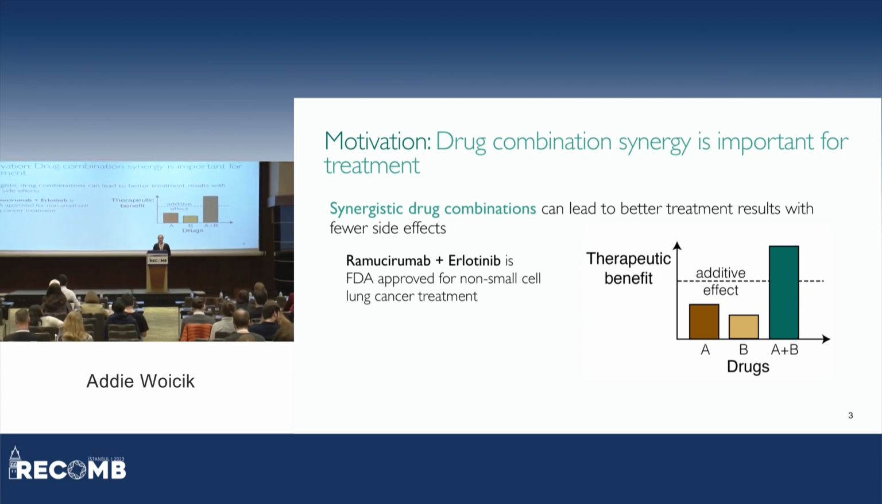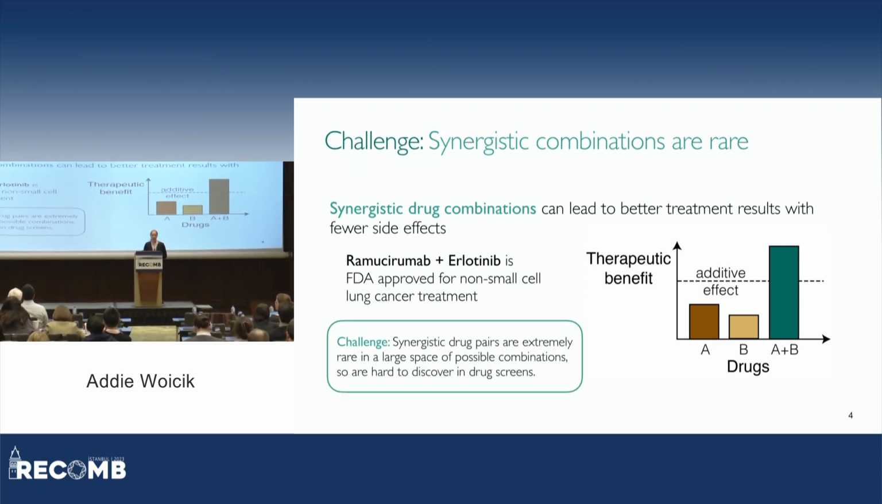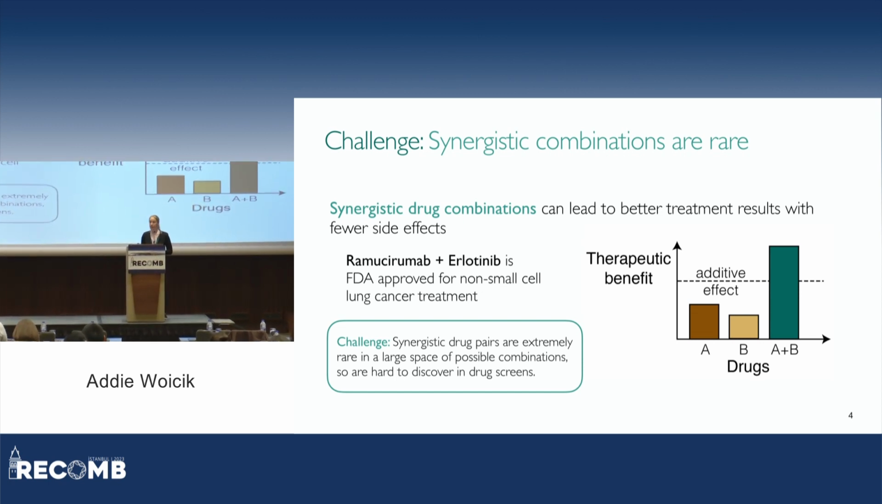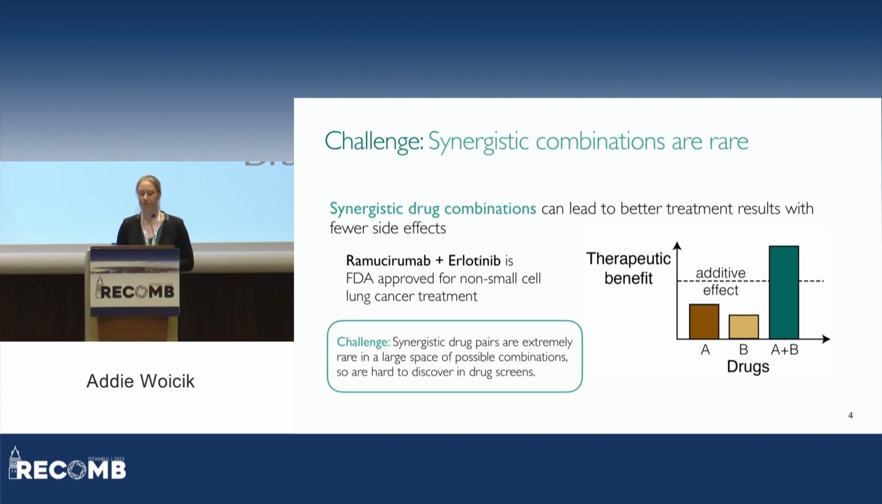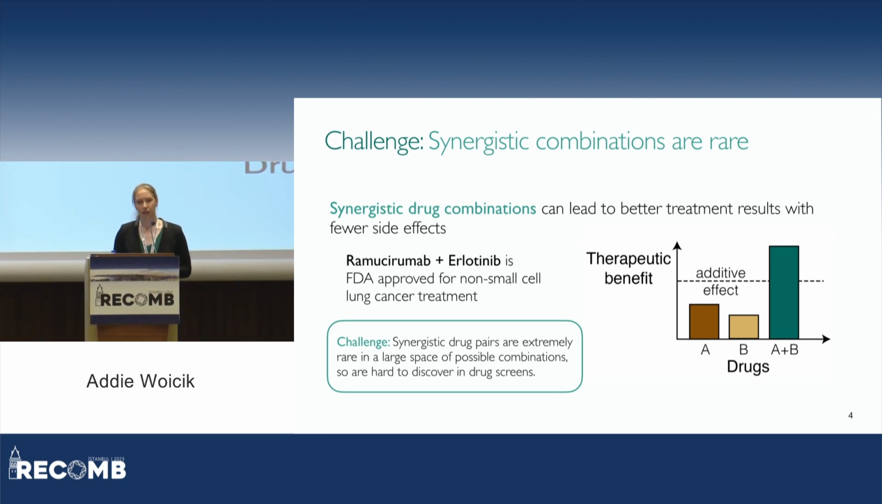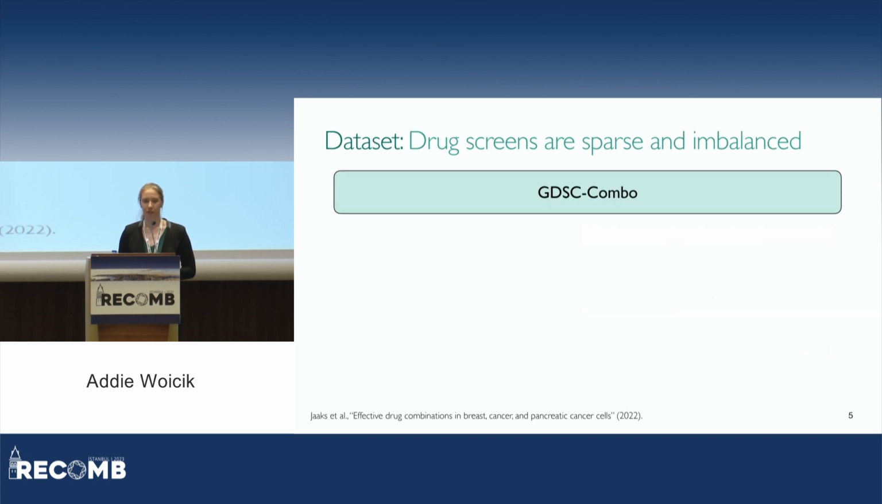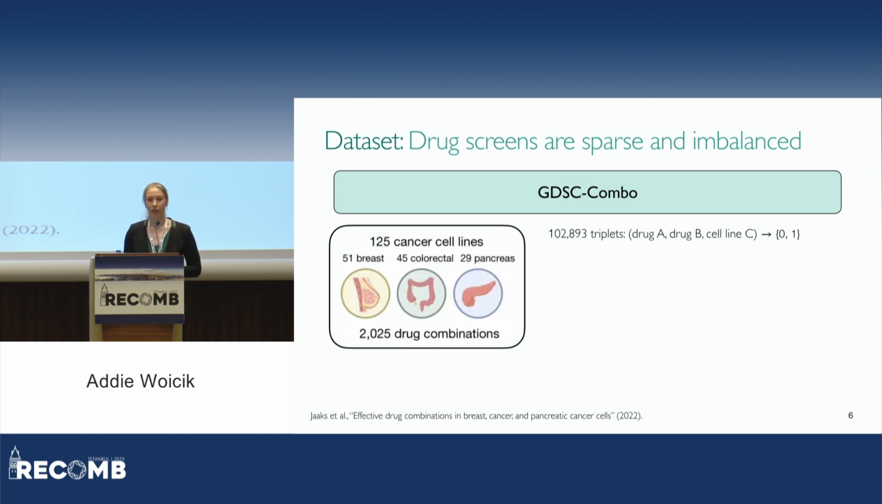Now, even though these combinations are so valuable clinically, they're also extremely rare, which makes them expensive and otherwise challenging to identify, even in large-scale therapeutic screens. To give you a better sense of the scale of this challenge, I want to briefly discuss the dataset we use in our work called GDSC Combo, which was published last year. Now, this is a fabulous large-scale therapeutic screen for drug combinations in cancer, and they include 125 cancer cell lines across breast, colorectal, and pancreatic cancers, and test slightly over 2,000 different drug combinations.